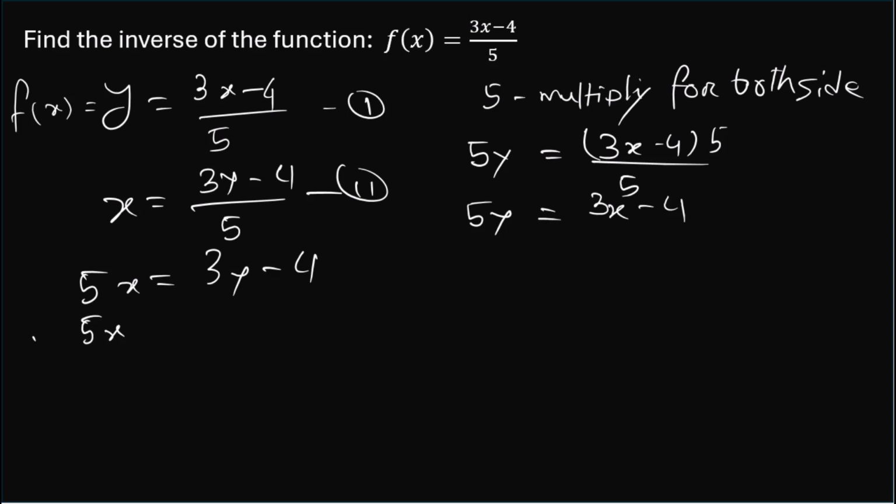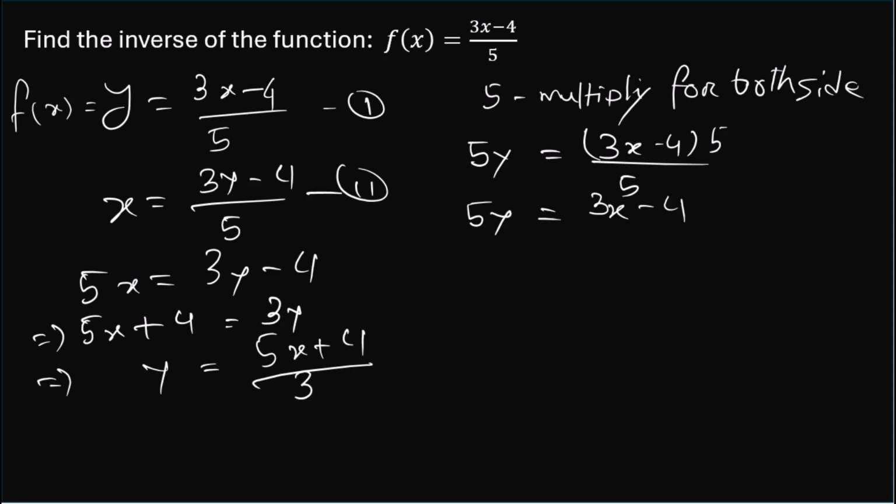So 5x plus 4 equal 3y, and here y equal 5x plus 4, here a reciprocal flip, and here we will get 5x plus 4 over 3. So now we can say f inverse of x equal 5x plus 4 over 3. This is the answer.